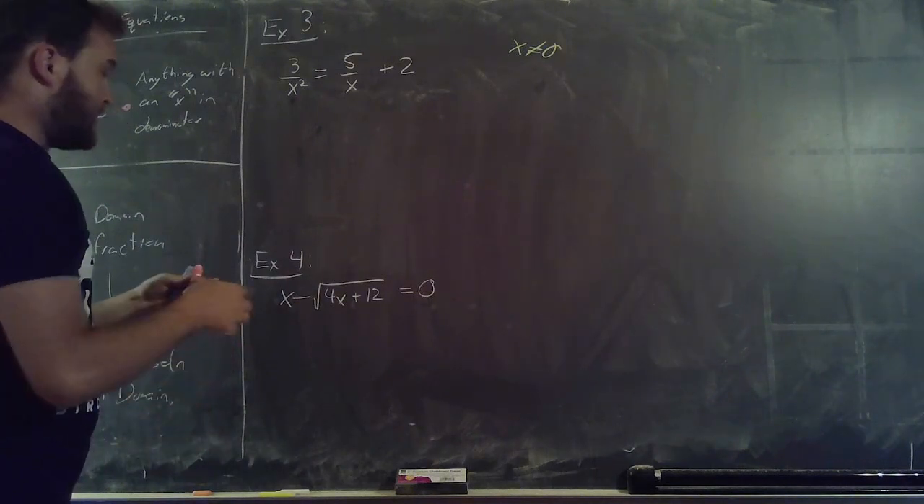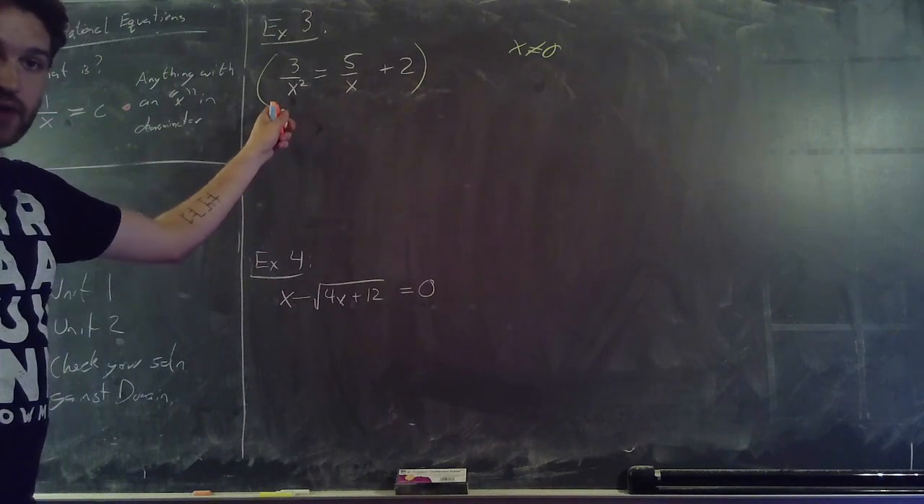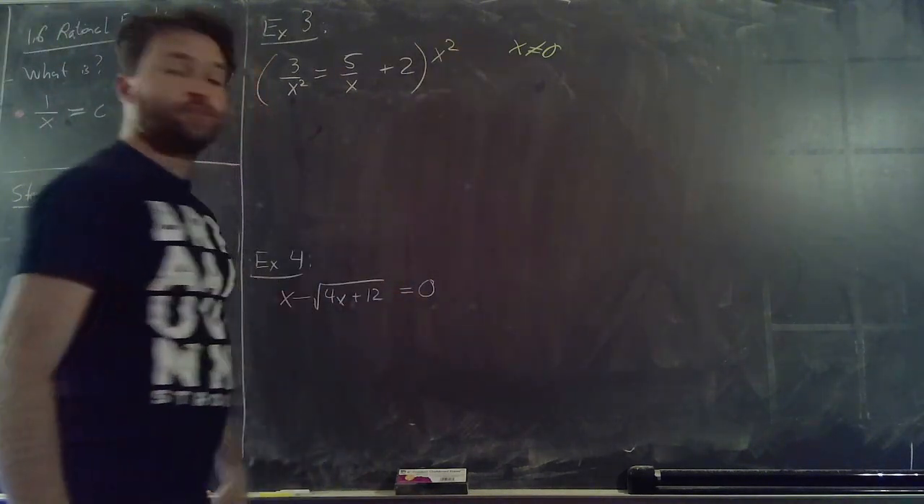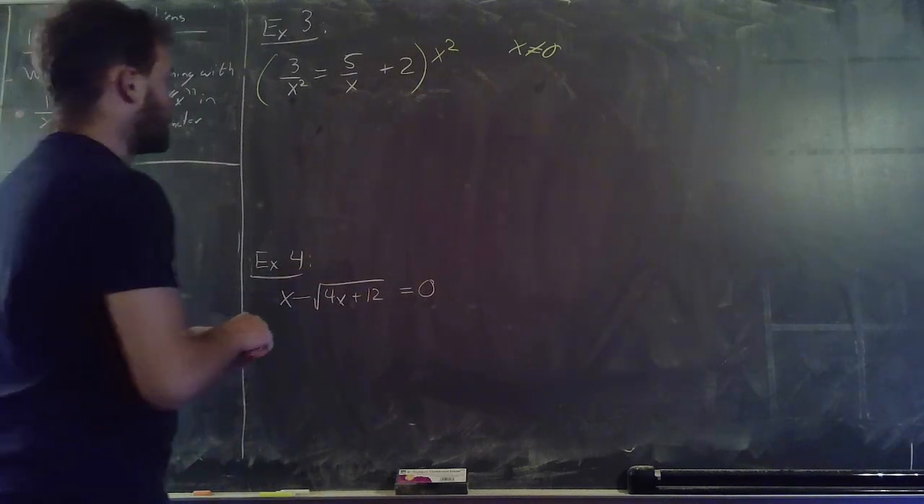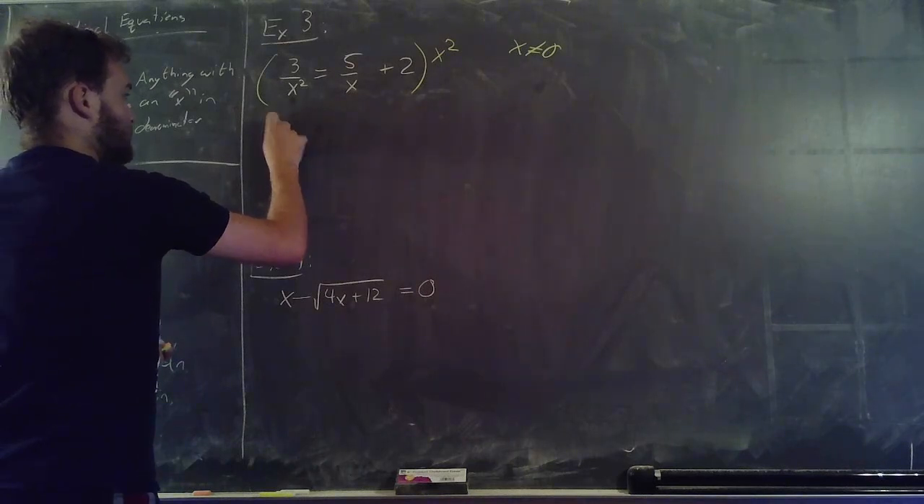Okay, next step, clear the fraction. So I'm going to pick one of them, either x or x squared. I'm going to pick whichever one looks more complicated. I think x squared does. And I'm going to multiply everything by it. So when the denominator and the term I'm multiplying by match, they cancel, leaving me with the numerator.